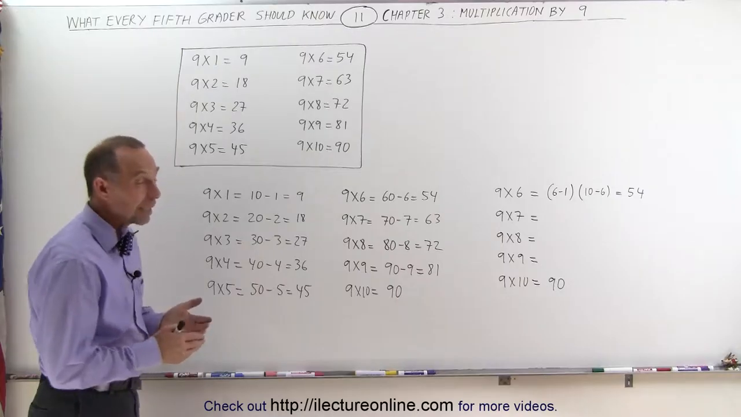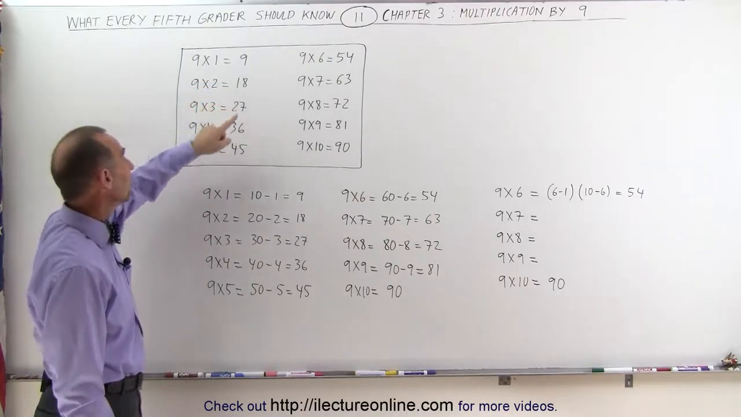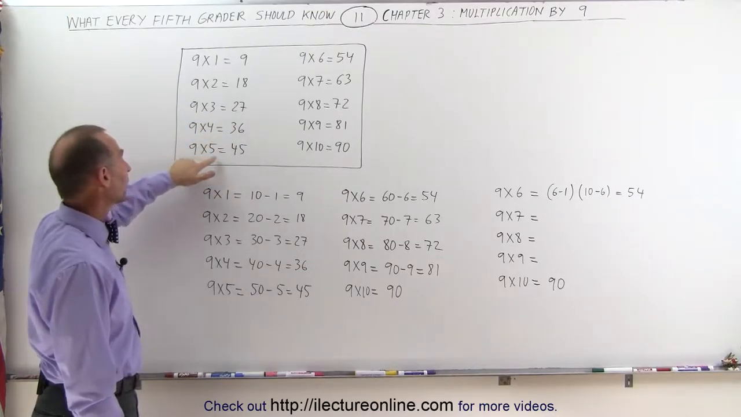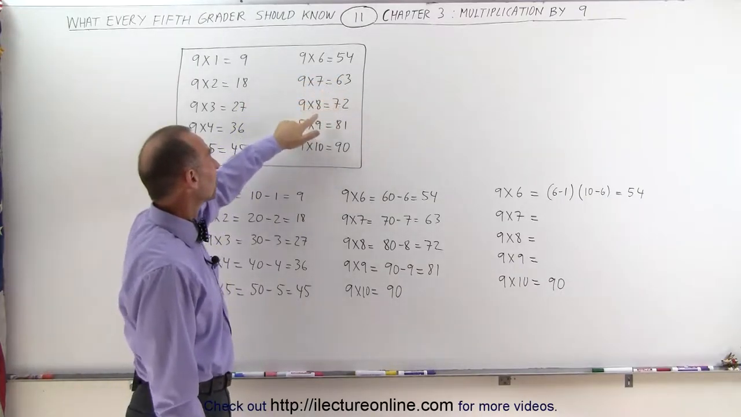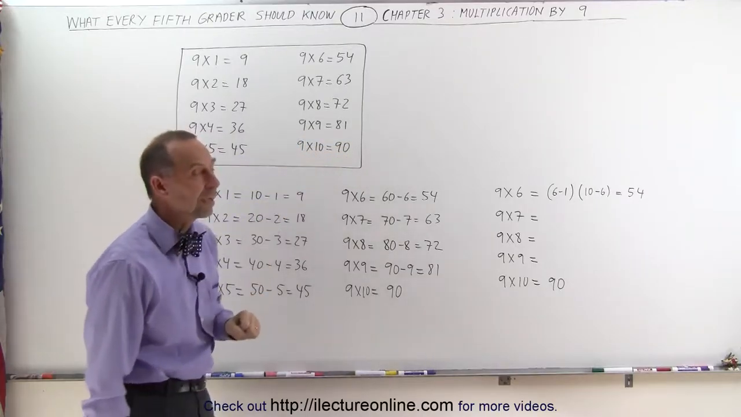The multiplication table, again, should be memorized outright. 9 times 1 is 9, 9 times 2 is 18, 9 times 3 is 27, 9 times 4 is 36, 9 times 5 is 45, 9 times 6 is 54, 9 times 7 is 63, 9 times 8 is 72, 9 times 9 is 81, and 9 times 10 is 90.